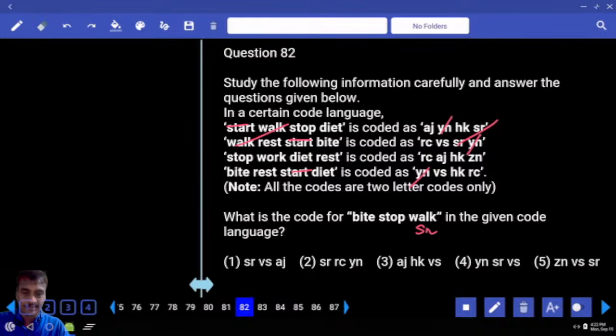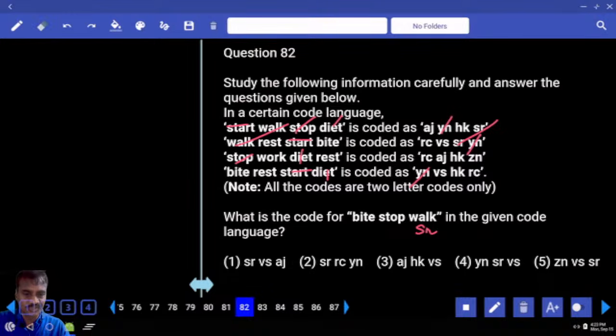Next, what else do we need? Bite and stop. Stop is left here. And where is the stop? Stop is in the first and the third. And diet is also there. Diet is common in all these three: 1, 3 and 4. AJ, AJ and HK. And HK is common.